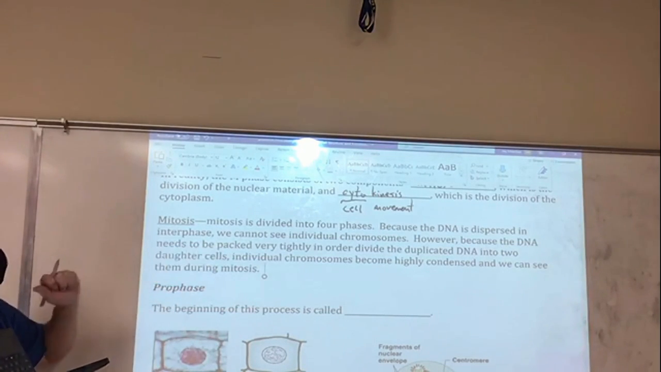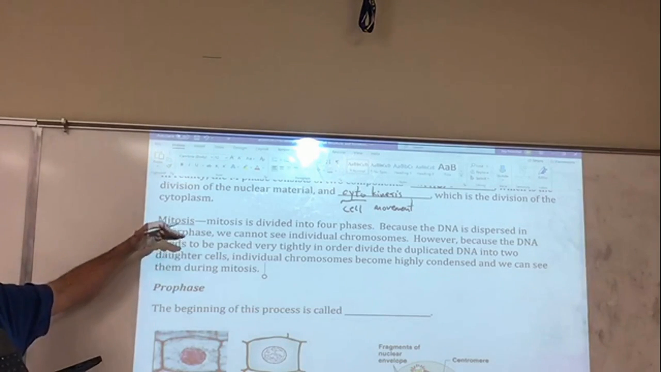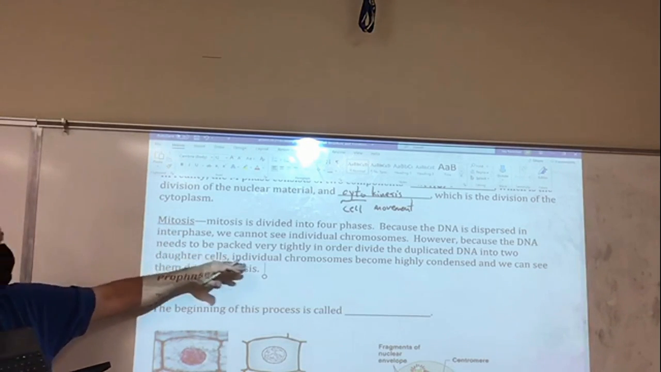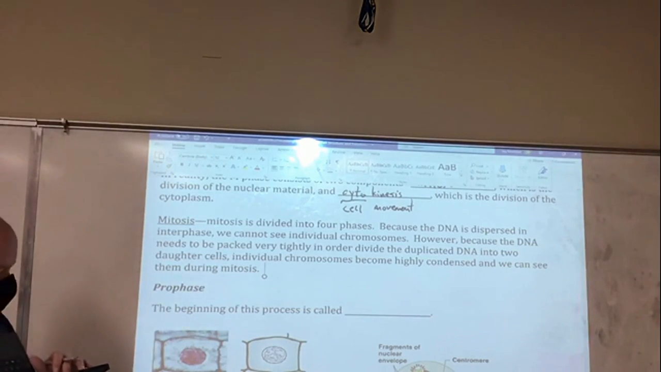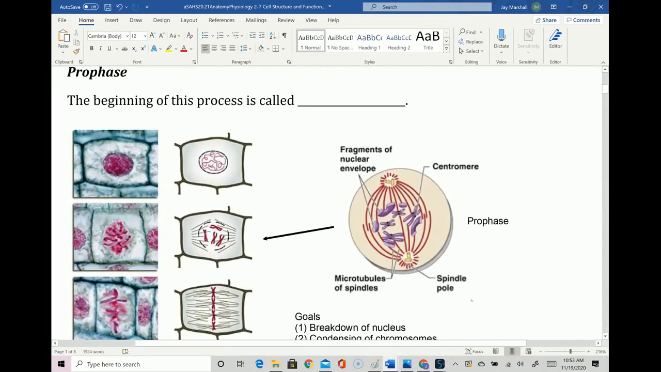Because the DNA needs to be packed very tightly, though, in order to divide and be duplicated, the DNA has to be chunked into individual chromosomes, and these have to become highly condensed so we can actually see them during mitosis. We see them as individual things. In interphase, we see them all spread out, but in mitosis, we see them as these individual things. And you're aware that the beginning of this process is called prophase. What does the term pro imply?